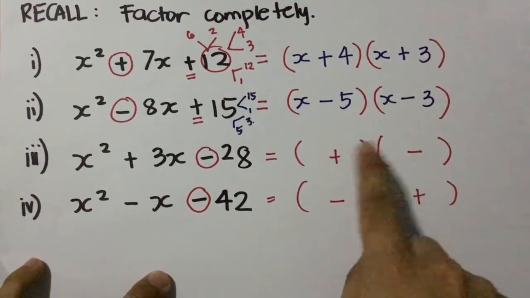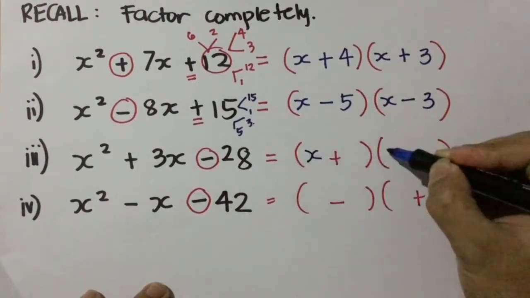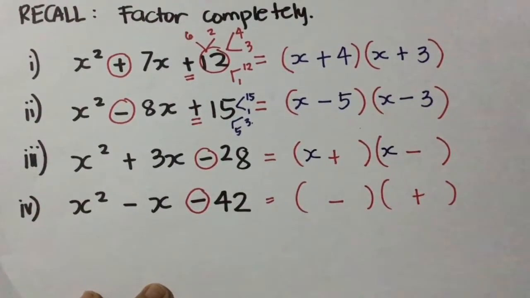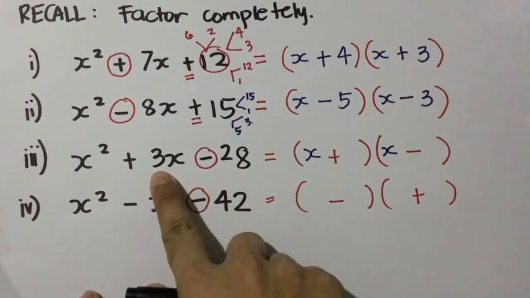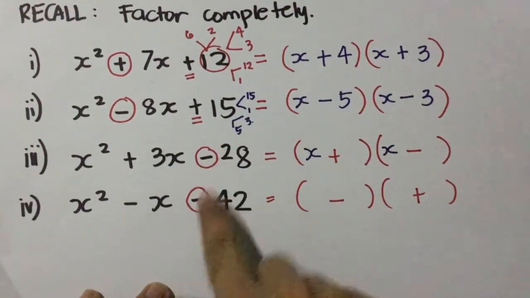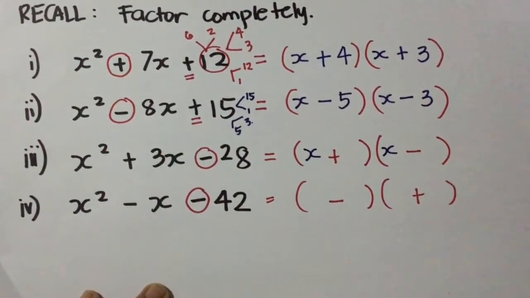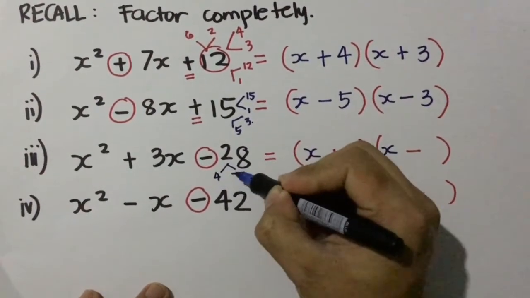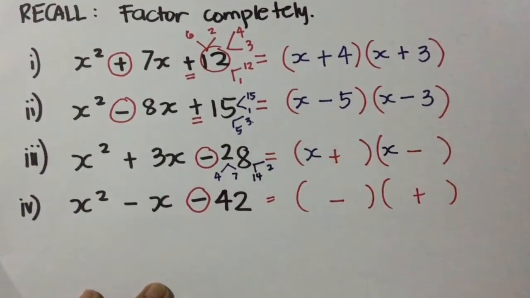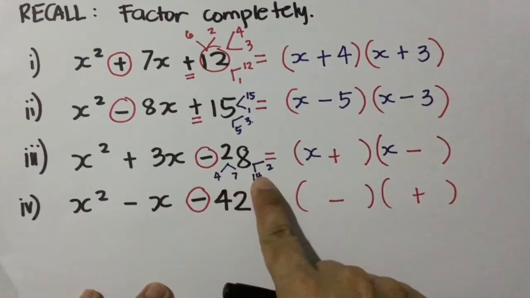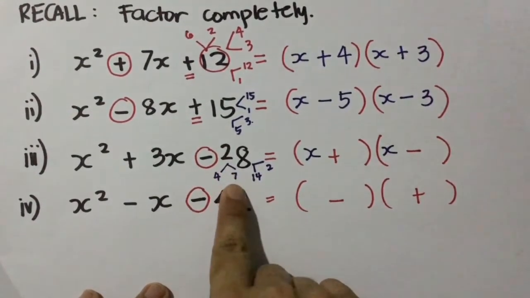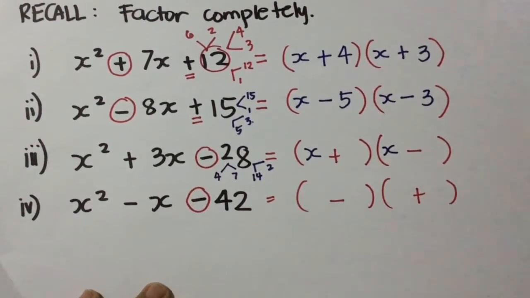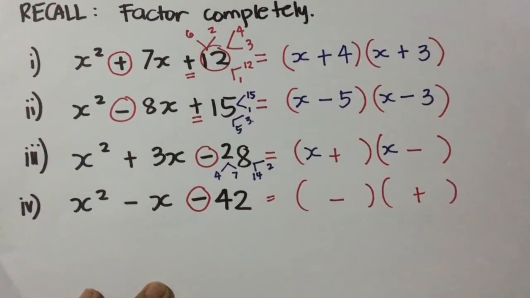So how do you find the numbers here? We know that x squared is equal to x times x. Now your only concern is what are the factors of 28 that will give you 3? Since this is negative, that means you have to subtract the factors. We know that the factors of 28 are 4 and 7, 14 and 2. With these two pairs, we know that 4 and 7 will actually result in 3 when you subtract them. But the question is, where should you put 7? Where should you put 4?